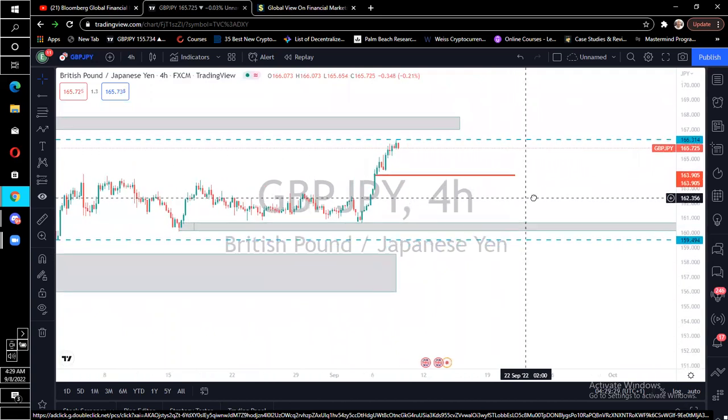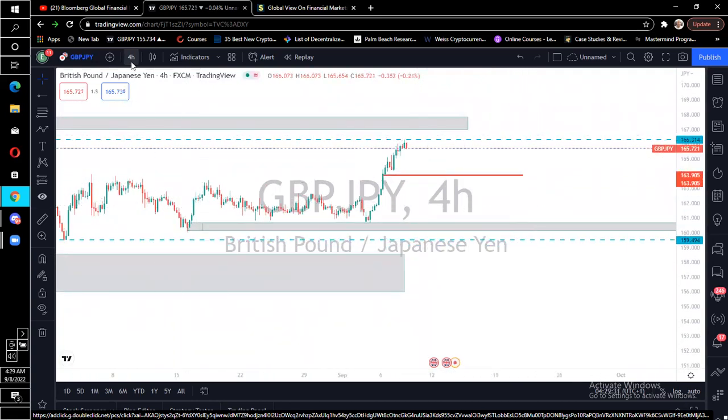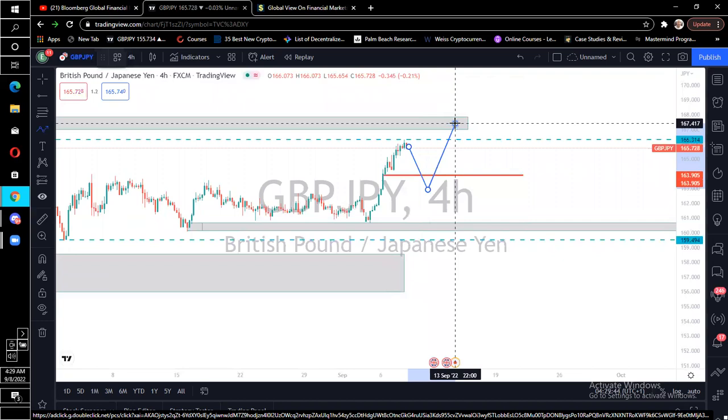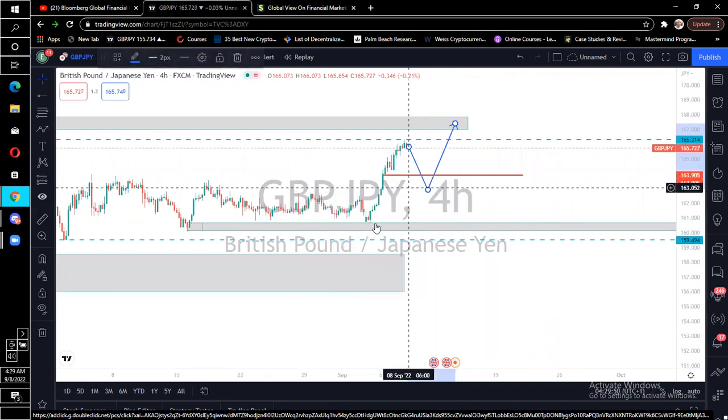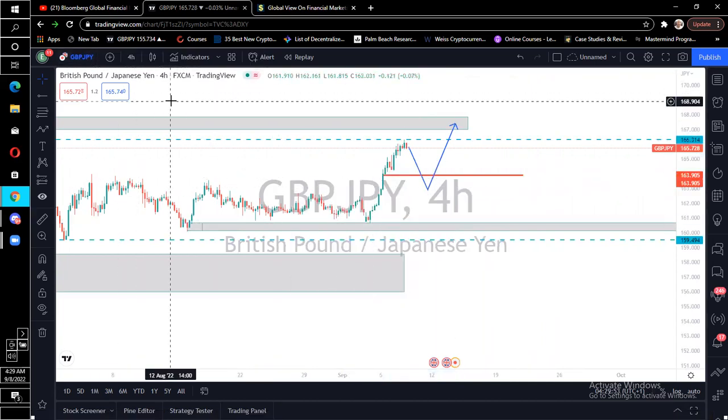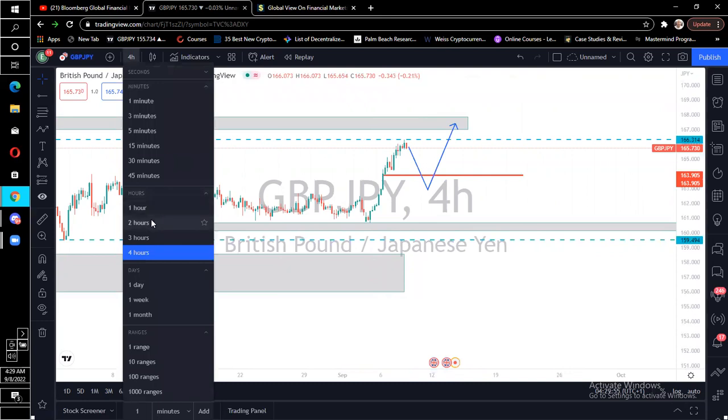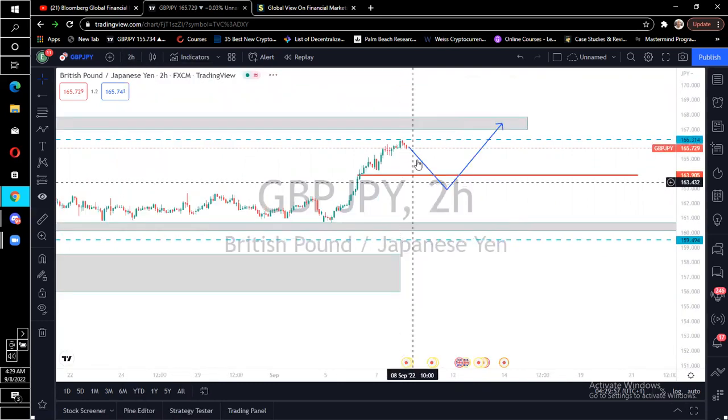So what will I be expecting from this pair? What I'll be expecting from this 4 hour time frame is something like this: a push to the downside, to come into this fair value gap and go to the upside, come here. This is what I'll be expecting from this particular pair for now. But then let's go straight to 2 hours and see if there's something else we'll see in 2 hours.